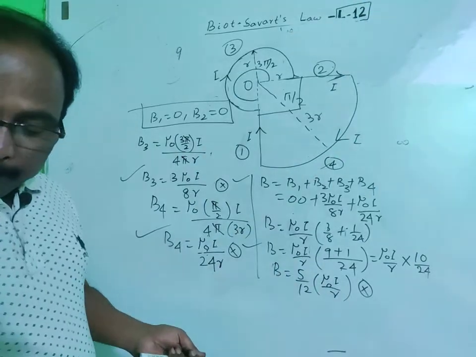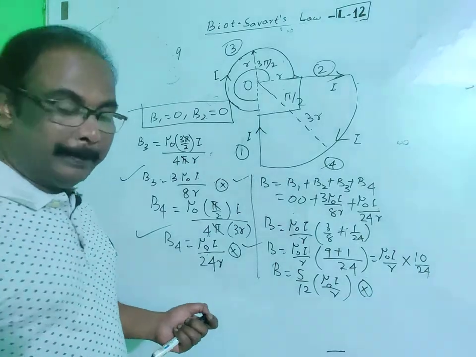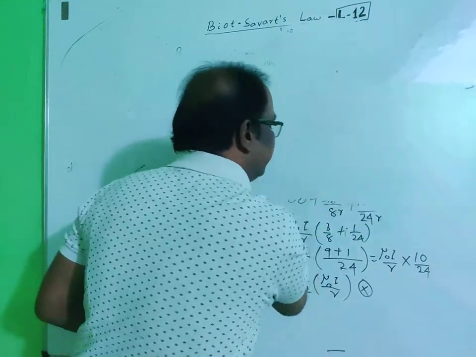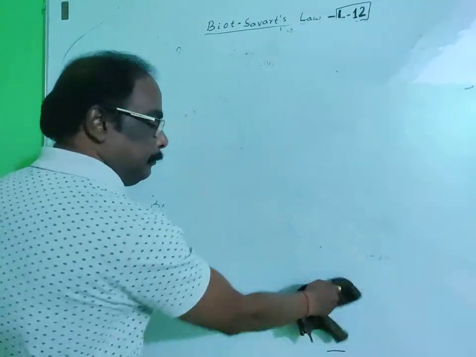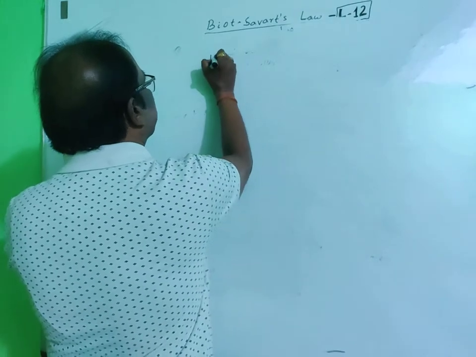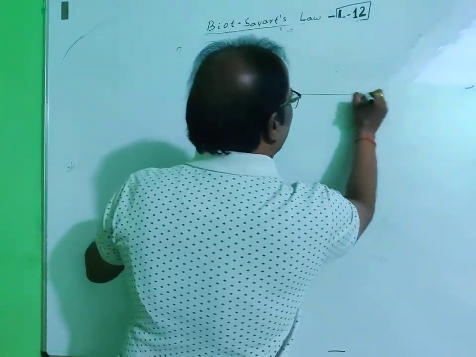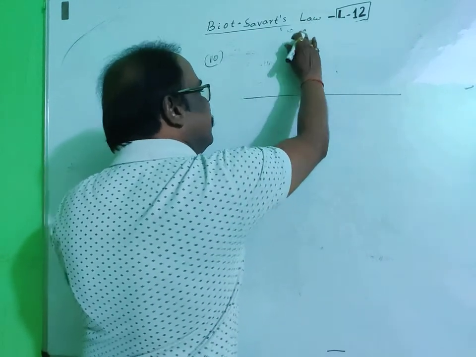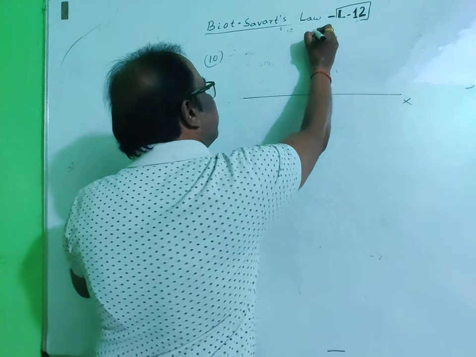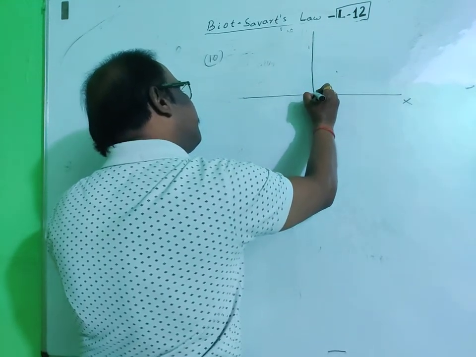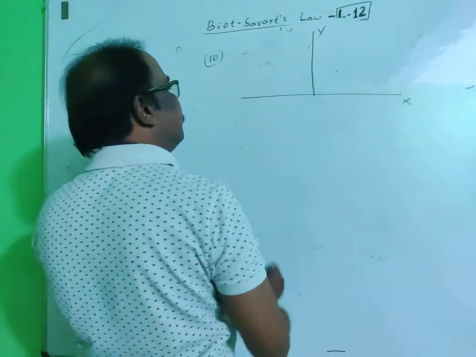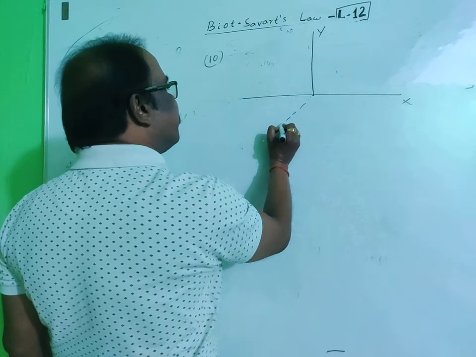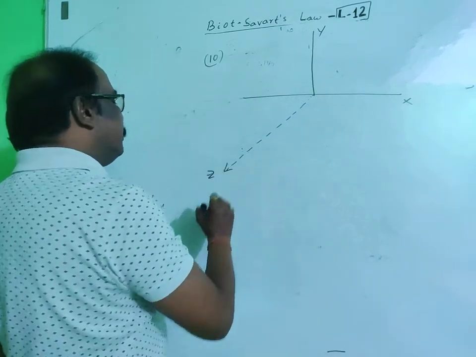Then the last question. Again a good question, I think. Question number 10. See, this type of question you may face in future. This is the x-axis. This is the y-axis. And obviously this is the z-axis.